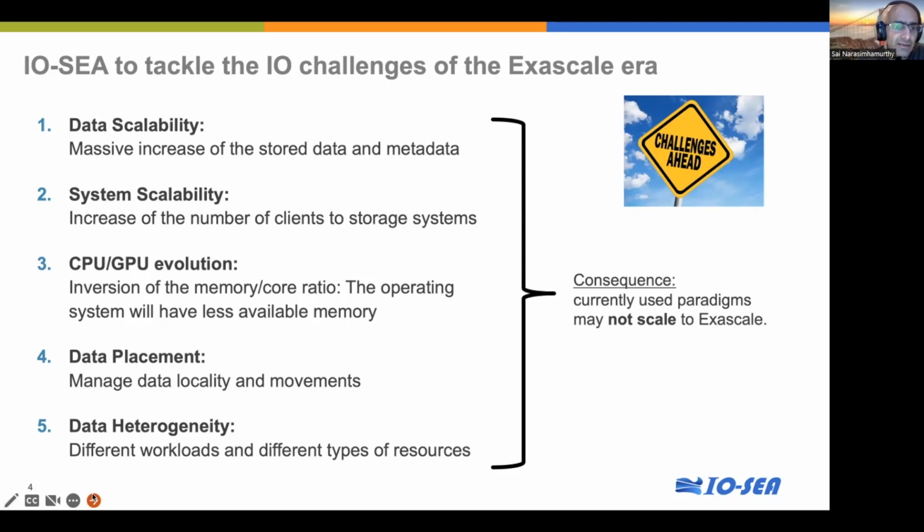Then the other trend that we see is this evolution in heterogeneous computing with GPUs and also FPGAs and data processing units and all these kinds of things. So when all these different technologies take over, the OS will have very little available memory. That's going to pose more and more of a challenge, which means that the IO system needs to step up to deal with the data deluge.